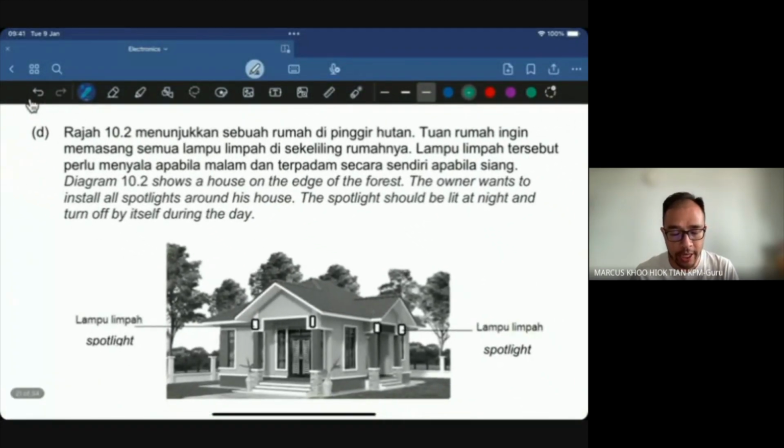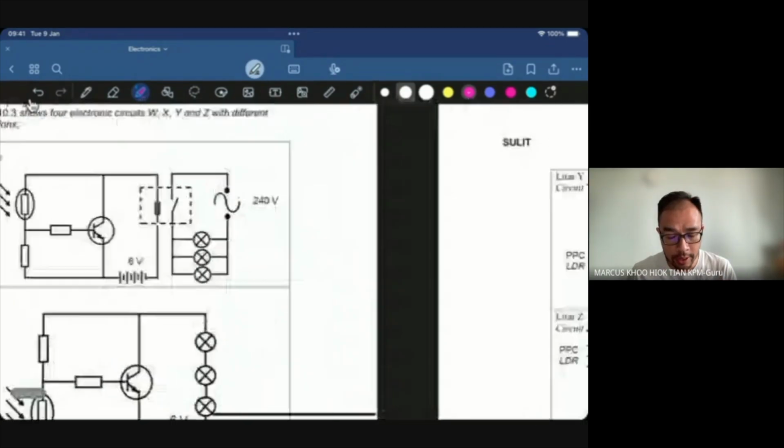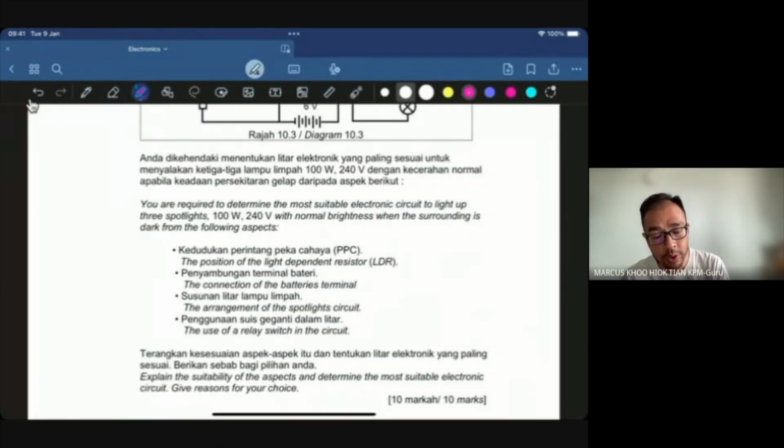Diagram 10.2 shows a house on the edge of the forest. The owner wants to install spotlights. When you see spotlight, then you know that this is an LDR circuit. The spotlight should be lit at night and turn off by itself during the day. For electronics, you have 4 circuits over there. You are required to determine the most suitable electronic circuit to light up 3 spotlights with normal brightness. Normal brightness means you must have 240 volts shining on it.